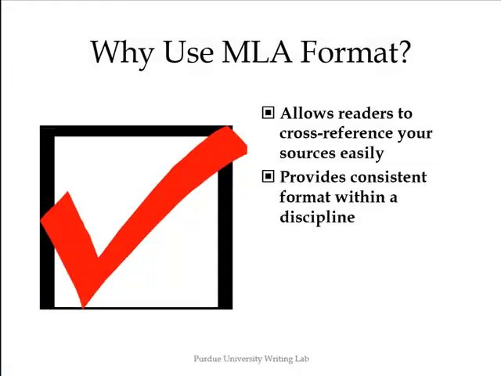Why do we use any sort of citation at all? And especially, why are we using a consistent style sheet? Two things. First of all, MLA lets readers cross-reference sources very easily, and APA does the same thing. In other words, you'll have in-text citations indicating what information in your document comes from a source, with just enough information to point your reader to the works cited page. And on your works cited page, they'll then see the full citation that will allow them to go out and find that document. It also allows for consistency within the discipline.